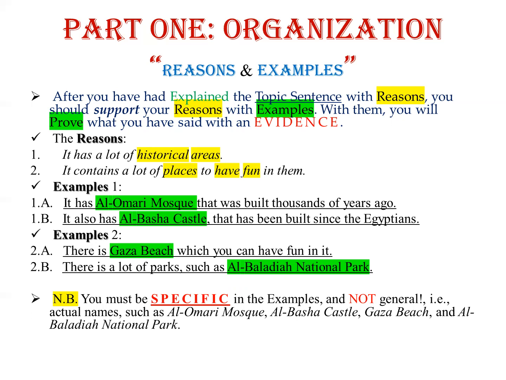So I'm giving specific names. I'm giving evidence. I'm giving a real name. So the reader will believe me. Okay, I have a reason. I'm giving you specific examples, so you believe me. Note well, you must be specific in the examples and not general. What I mean is actual names, such as Al-Umari Mosque, Al-Basha Castle, Gaza Beach, and Al-Baladiyya National Park. You must be specific. And these must be actual names, not any names from your mind. No, they must be actual names.